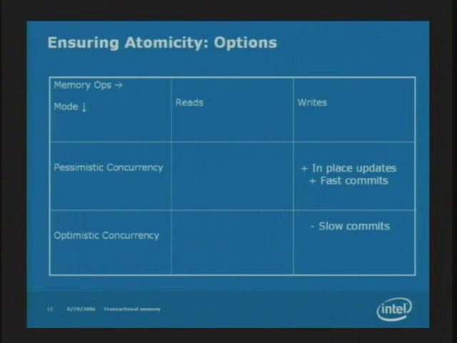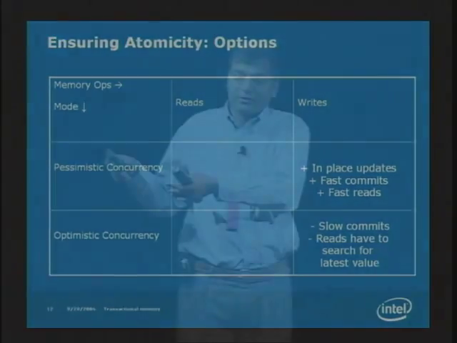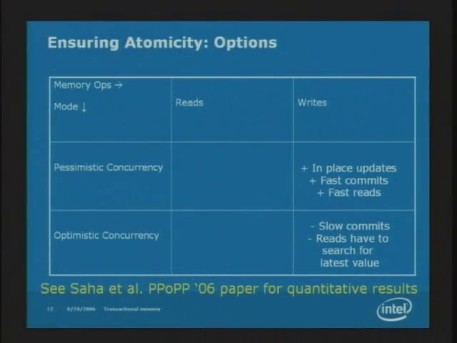So if you actually do an in-place update, then you get very fast commits, because when you get to the end of your transaction, you're pretty much done. But if you do the other way around, then you have to copy things over at a commit. And then the other thing that happens is if you buffer updates on the side, and this is also something Christos alluded to, when you actually do a subsequent read, you have to search for what is the latest value, and that slows down your critical path. And again, we did some quantitative studies about this to see what works out best.